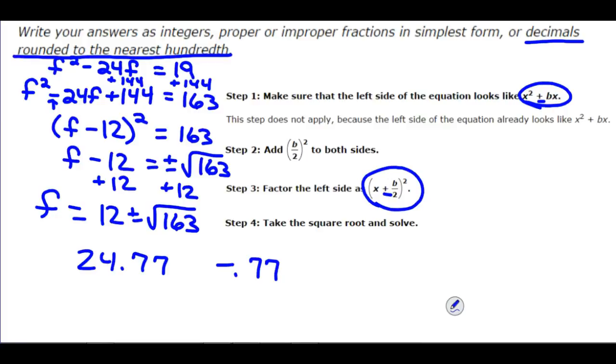Notice that this method does not allow you to factor the original equation. This method works to find solutions, not to find factors, but that's okay because you don't have to find factors if you use this method. So there we have one example of this.